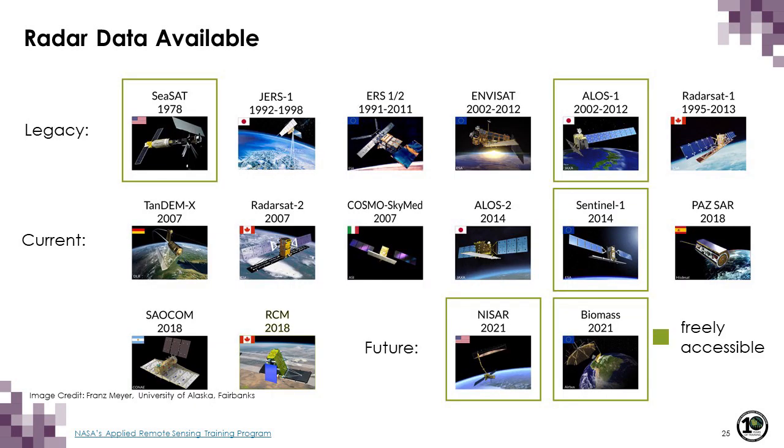SAR data sets have improved significantly in the past couple of years, and this list shows the legacy, current, and future SAR data sets. The ones in a green box indicate that the data are freely available, and you can access these data either through the Alaska Satellite Facility or through the European Space Agency's Copernicus Hub.